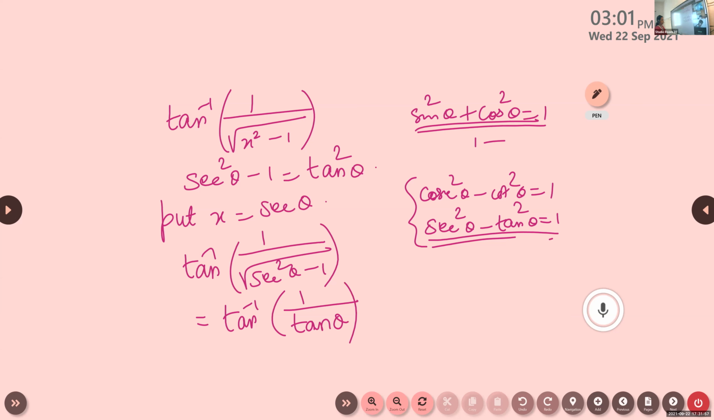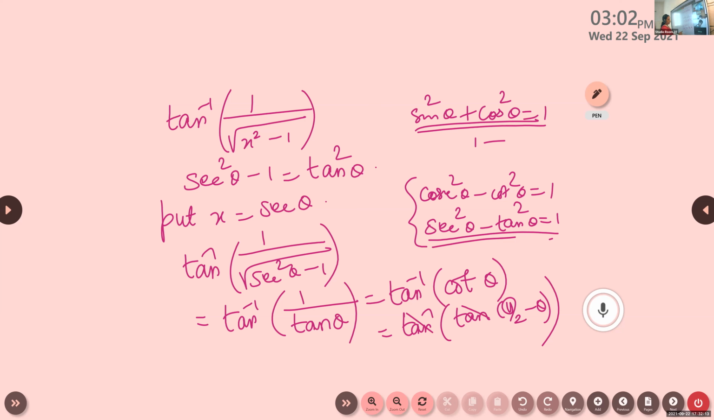Tan inverse of 1 by tan theta, and 1 by tan is cot theta. So it becomes tan inverse of tan of 90 minus theta. Tan inverse tan gets cancelled, so it is pi by 2 minus theta. And theta is sec inverse of x. So the answer is pi by 2 minus sec inverse of x.